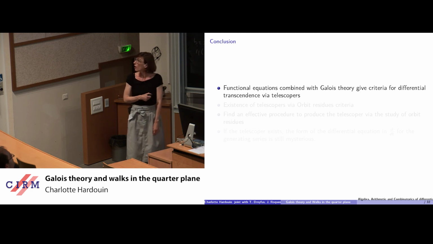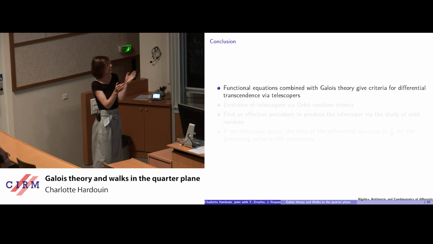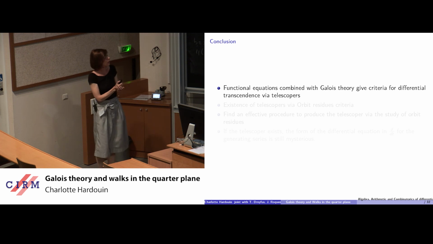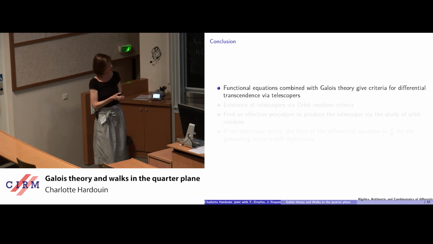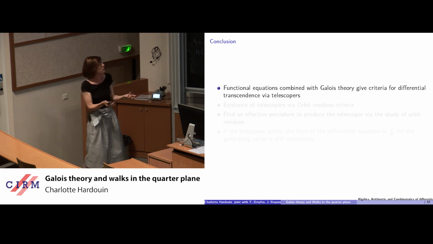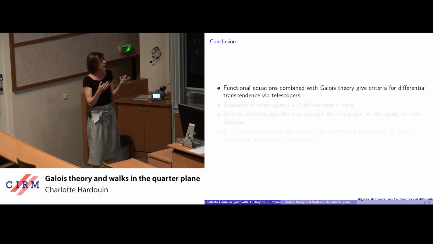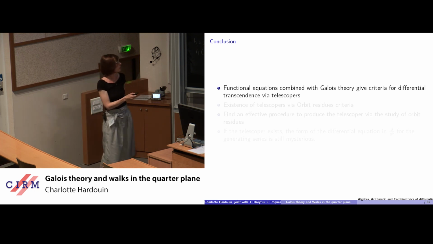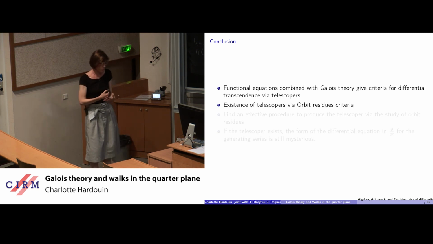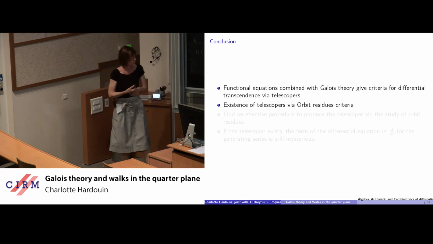Okay, so to conclude, I'm really early, they will be very happy. What I tried to convince you of is that, in fact, when you have a nice functional equation, you can combine it with Galois theory to find criteria for differential transcendence that are quite easy to check via telescopers. And the existence of telescopers is equivalent to some nullity of orbit residues.